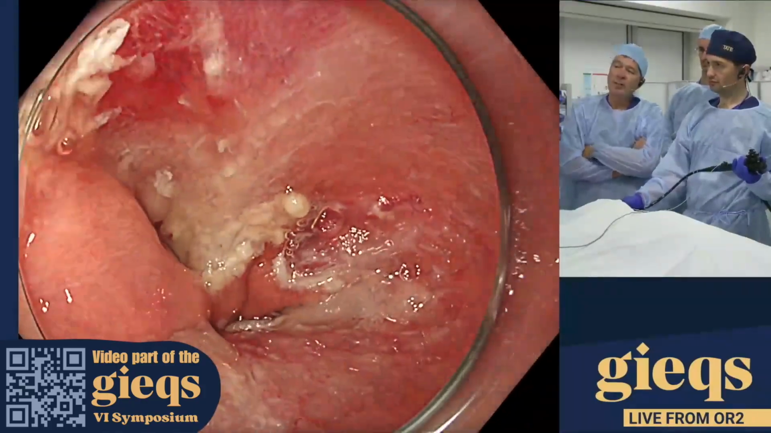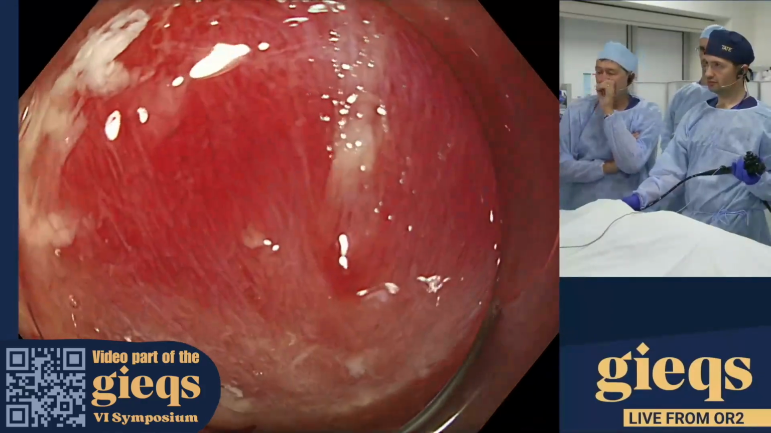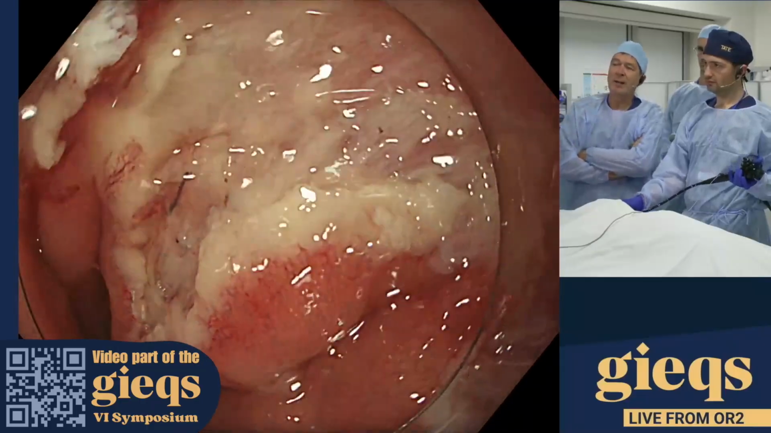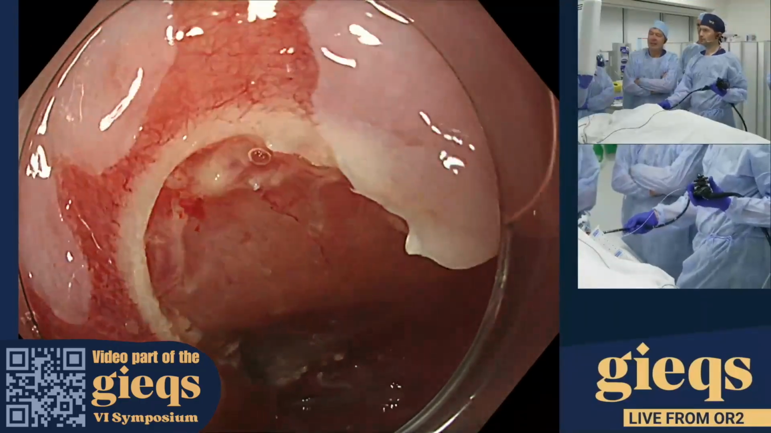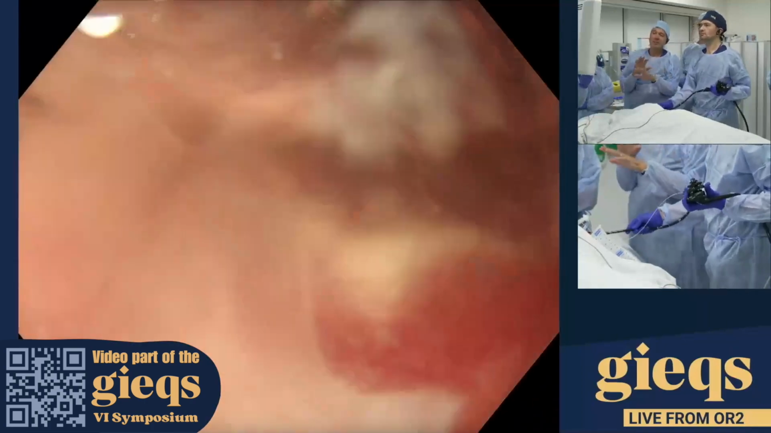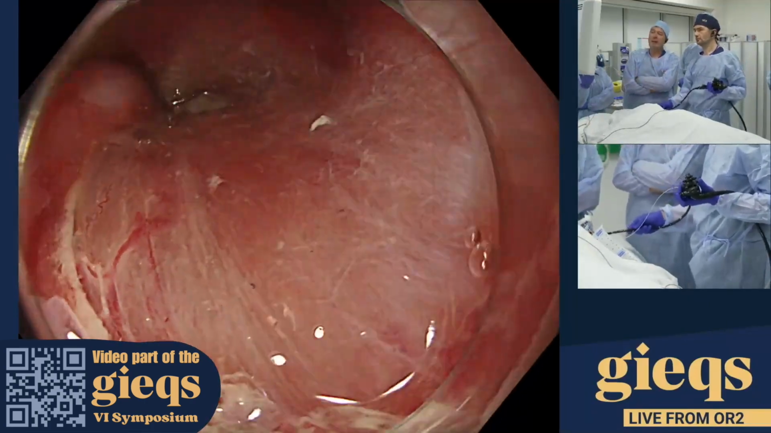And then what it does is it blunts the background imaging such that if you do have an active bleeding point, it helps you identify the bleeding point easier because it suppresses the red mass that you get.